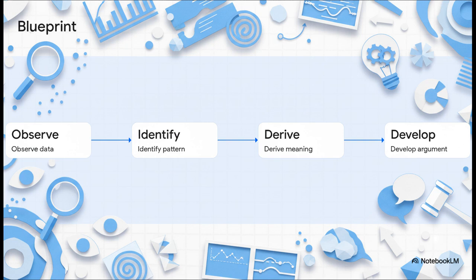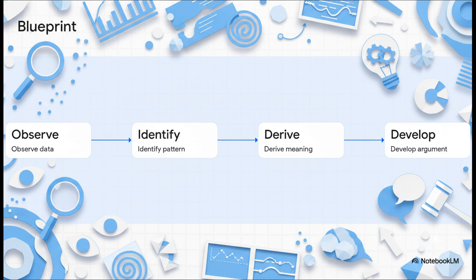1. Observe the data. 2. Identify the pattern. 3. Derive meaning from that pattern. And 4. Develop an evidence-based argument. This sequence is absolutely crucial. In fact, under the 2024 texts, this aligns perfectly with the scientific and engineering practices.